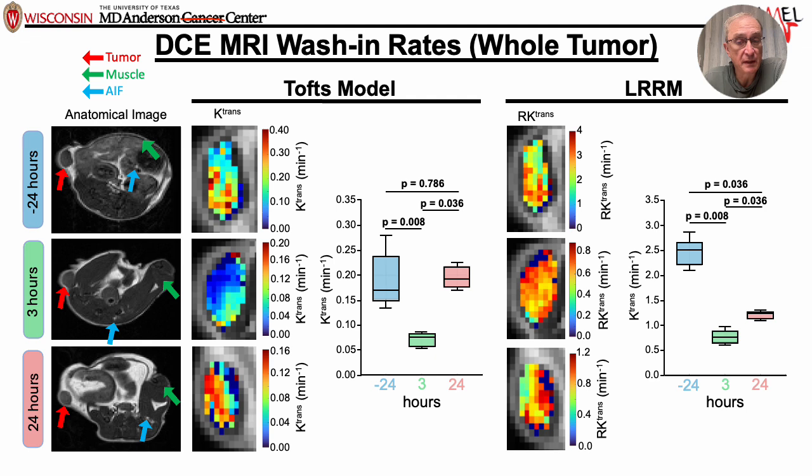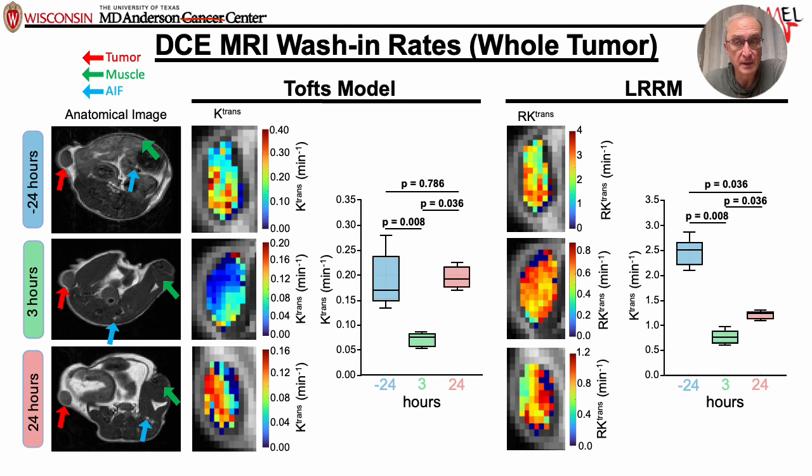Now, as an important consideration, the Tofts model calculates K-trans, the transport rate for going from the blood vessel into the tumor, and the LRRM calculates a relative K-trans. That would be the K-trans of tumor divided by the K-trans of muscle. So K-trans and relative K-trans are a bit like comparing apples and oranges, but it's a pretty good comparison, as you can see by these graphs, that both of these methods did see a severe decrease in vascular perfusion 3 hours after treatment, and that rebounded after 24 hours of treatment.